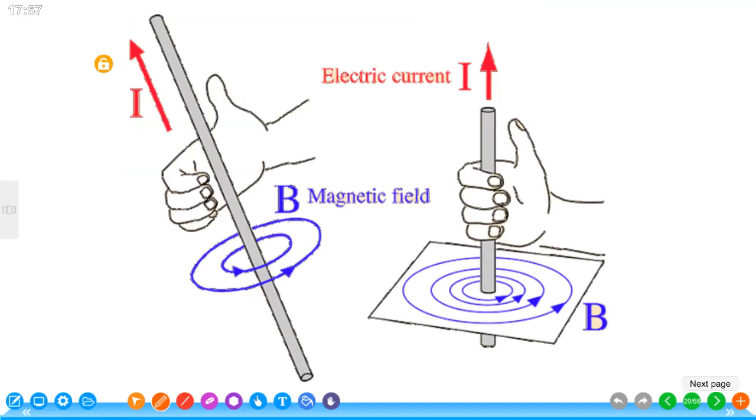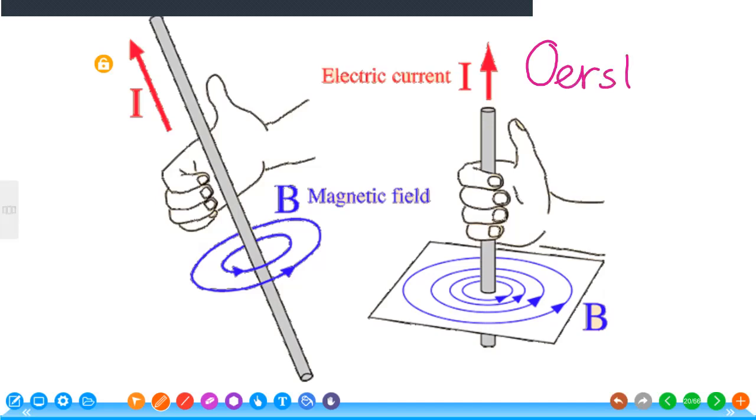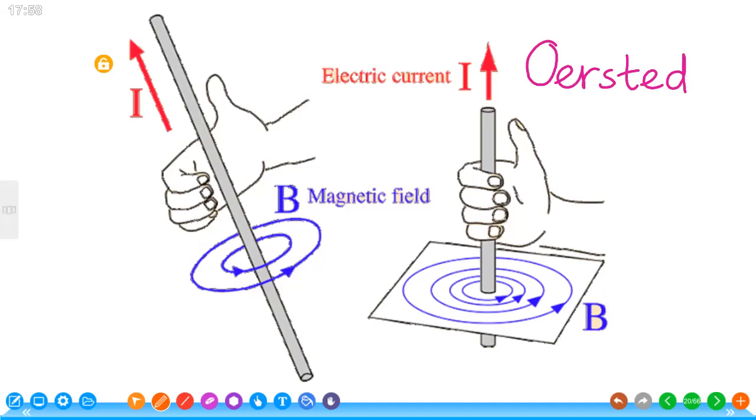Right? This phenomenon now was discovered by a scientist called Oersted. Right? The phenomenon is, in a current carrying conductor, a magnetic field is created around that. To identify the now direction of the magnetic field, we use a method called right hand grip rule. We call this one as the right hand grip rule.